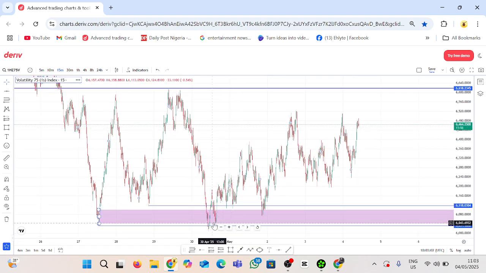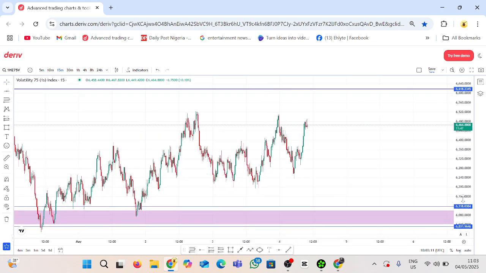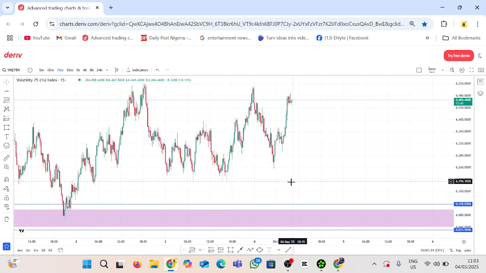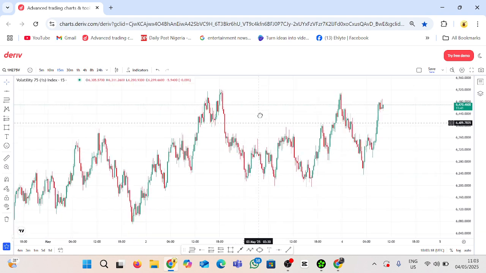If I miss this entry, I'm going to be looking for a continuation setup. This is our first continuation setup. I missed this setup, and then we have another continuation setup. This is the second continuation setup. This is it right here, and that was the trade I took yesterday.